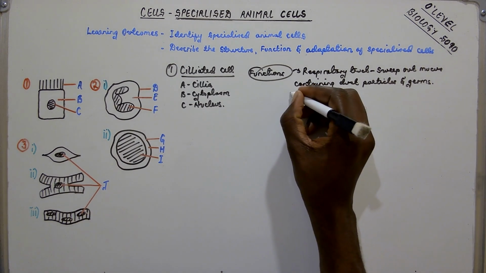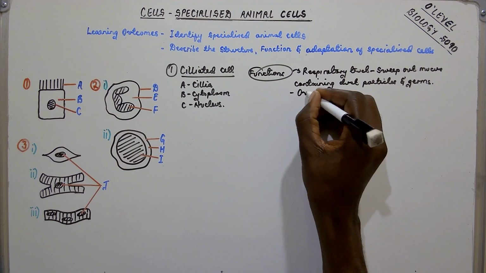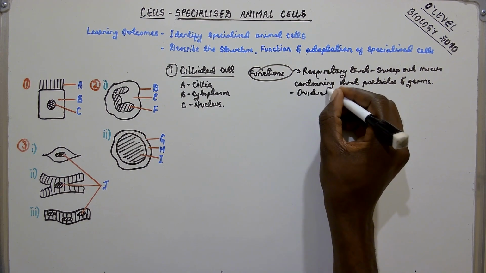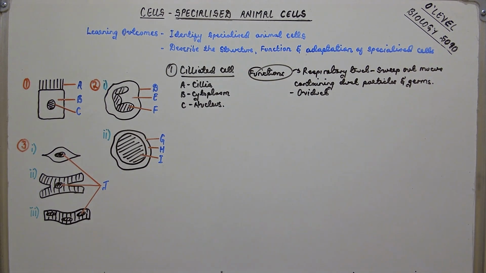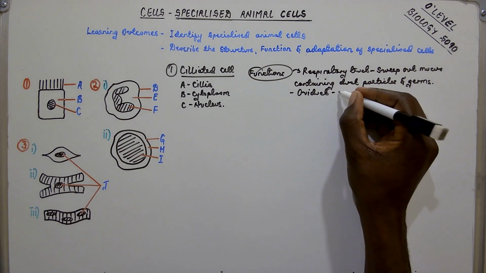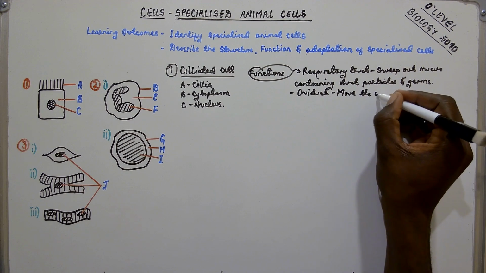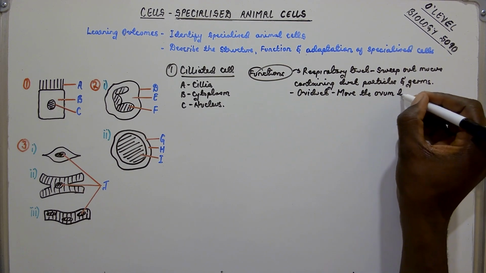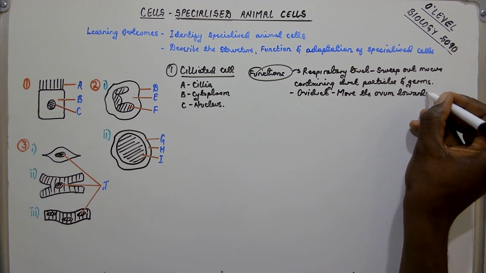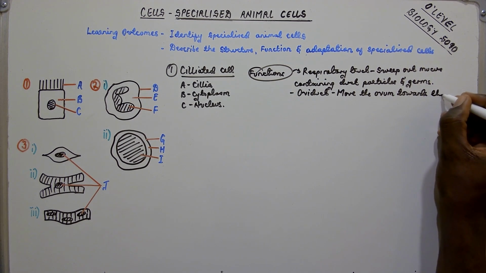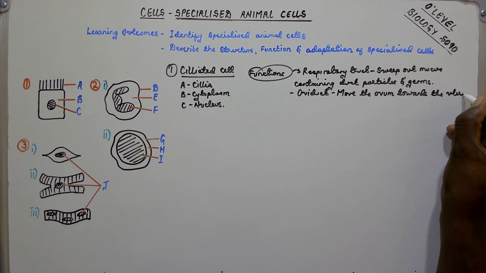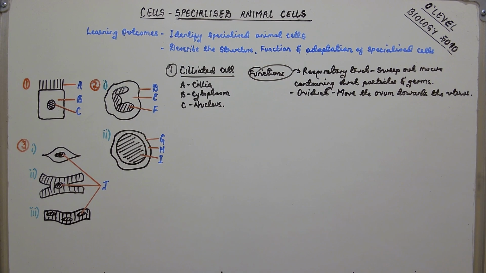The second one is within the oviduct. So they'll be found within the oviduct, or we can say the fallopian tube. Now what do these cells do within the fallopian tube? They help move the ovum towards the uterus. So these are the major two things that you need to know.